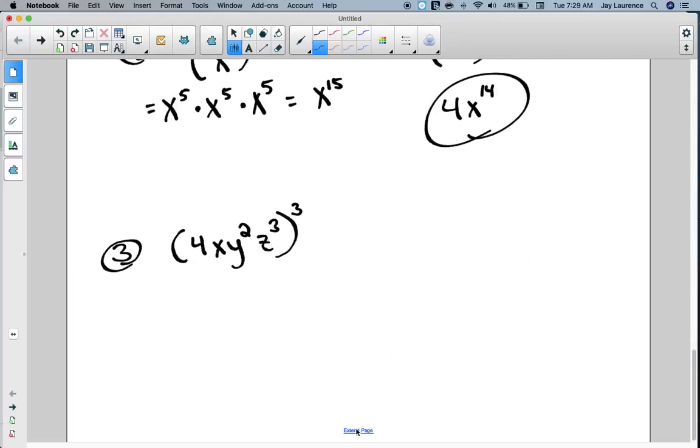Okay, hopefully you've tried number 3 on your own. If you haven't, it's time to pause it and try it. My answer is going to be 64 x cubed y to the 6th z to the 9th.